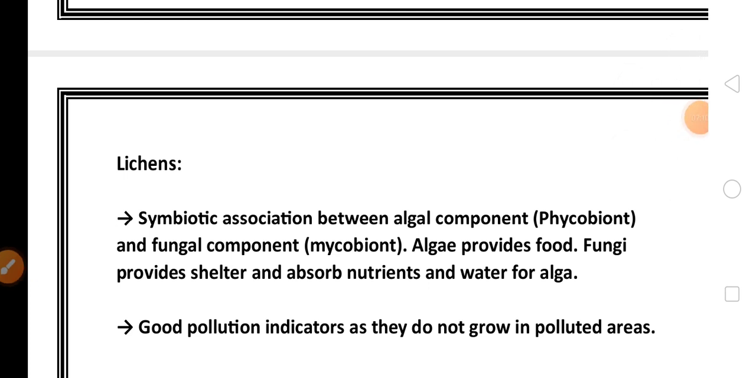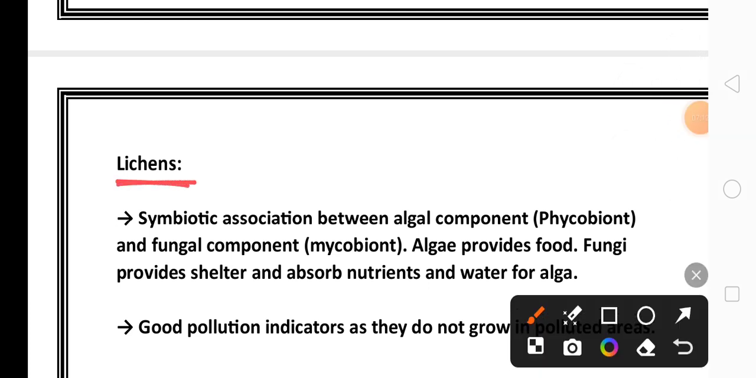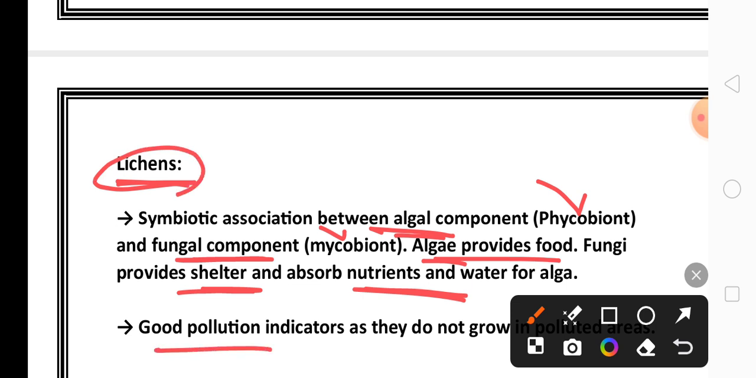Next, lichens. Lichens are the symbiotic association of algae and fungi. Algal component is called phycobiont and fungal component is called mycobiont. Algae provides food for the fungi and fungi provides shelter, absorbs nutrients and water and supplies to the algae. And lichens are pollution indicators.